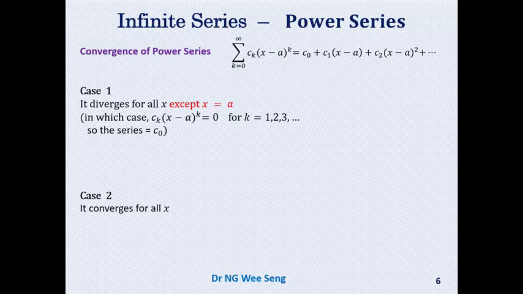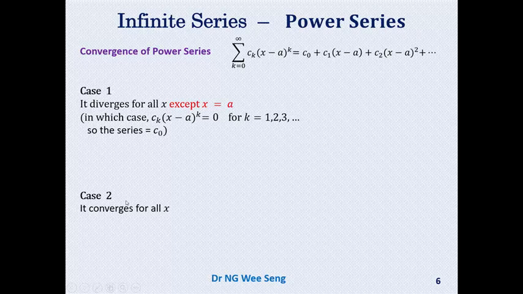The first 2 cases are the extreme cases. Case 1 is when the power series will always diverge, except for one obvious choice, x equals a. If you substitute x equals a, most of the terms become 0. In fact, only c0 survives. So when x equals a, the power series will be numerically equal to c0. But other than this special case, the power series will diverge. So this is the first case.